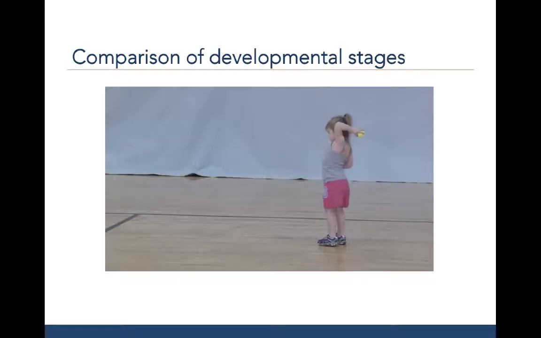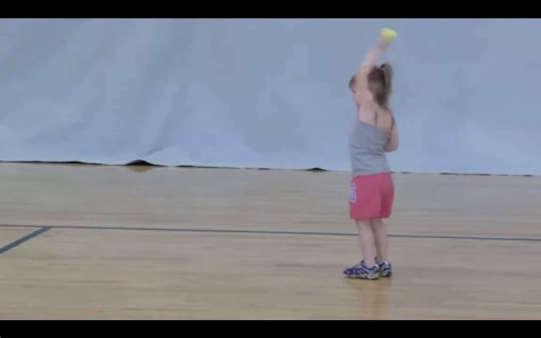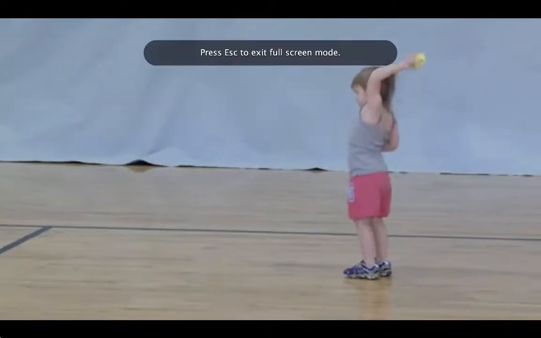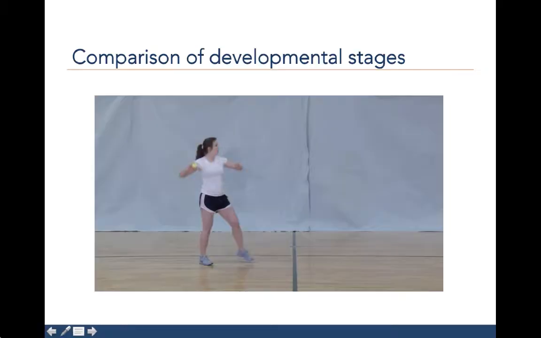Before we examine all of the details of the developmental sequence of throwing, we must first compare early and proficient throwing. Let's look at real examples of overarm throwing. Let's first start with an early thrower. Pay close attention to the actions at the arms, trunk, and legs. Now let's examine a proficient thrower. Pay close attention to the actions of the arms, trunk, and legs.